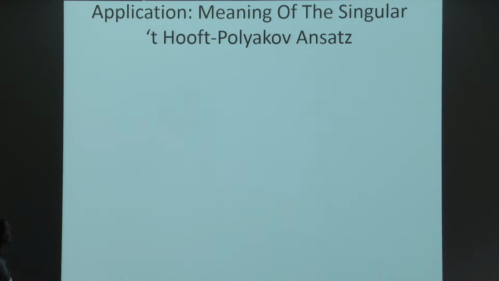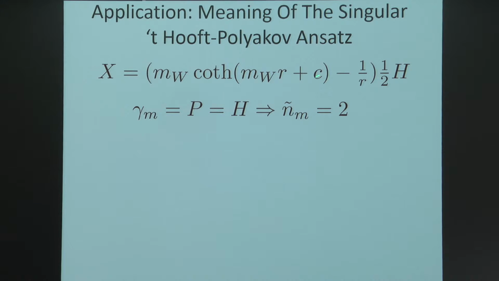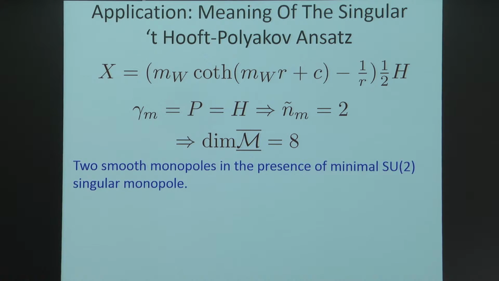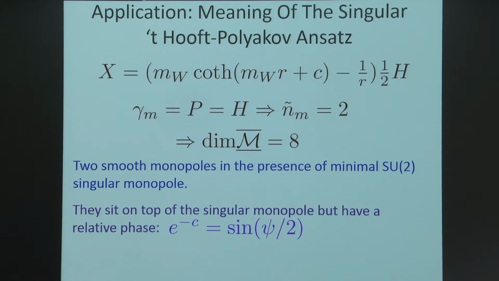So as an application of this picture, you can go back to the singular 't Hooft-Polyakov Ansatz. What does this see here? Well, again, from the Higgs vev, you can just read off that gamma M is P, so that means that the relative magnetic charge is 2. So that means that these solutions are exact solutions inside an 8-dimensional moduli space of solutions. And because of symmetries, what's going on is you've got 2 smooth monopoles sitting on top of a singular monopole, and with a little more thought, this constant C is just a relative electromagnetic phase.